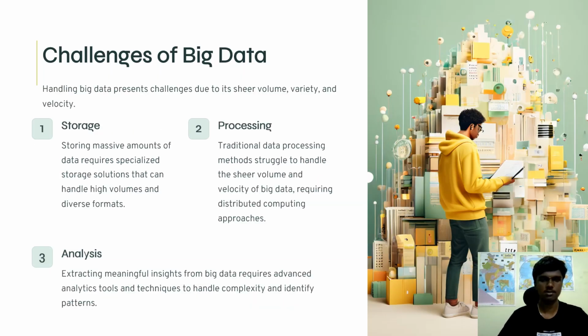So, what are the challenges of big data? Handling big data presents challenges due to its sheer volume, variety, and velocity. The first one being storage. Storing massive amounts of data requires specialized storage solutions that can handle high volumes and diverse formats.